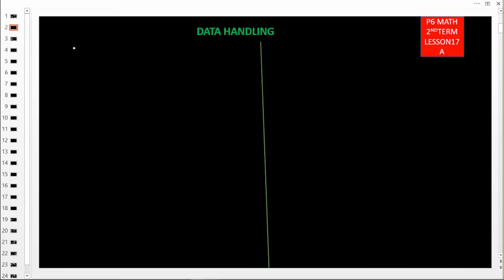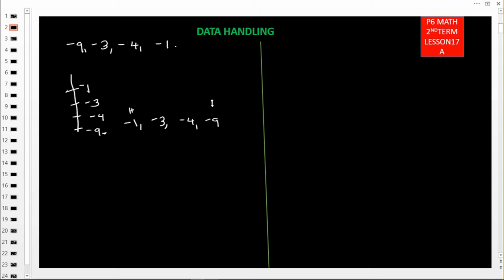So let us get this example here. This is -9, -3, -4, -1. We have to arrange our numbers from the smallest to the biggest. So we can draw our ladder, then start with the starting number as a number line. So we have -1, then -3, then -4, then lastly -9, meaning that the last one is -9 and the first one is -1, meaning that the highest number here is -1. So the order is -1, -3, -4, and -9. So this is the highest and this one is the lowest.